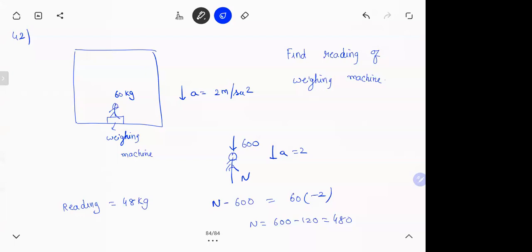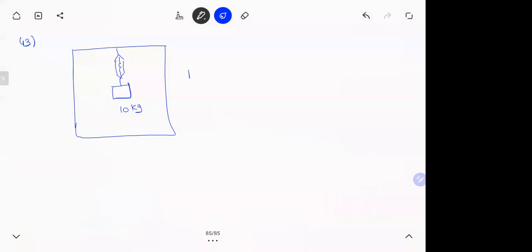Next one. This happens not only with weighing machines, but also with spring balances. Imagine you take a spring balance and keep it in a lift, and let's say you have a 10 kg weight. And let's say the lift is going up with 4 meter per second square. Find the reading of the spring balance.